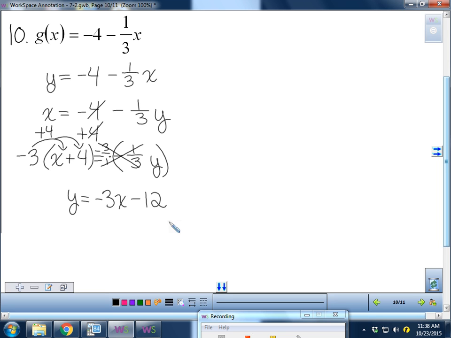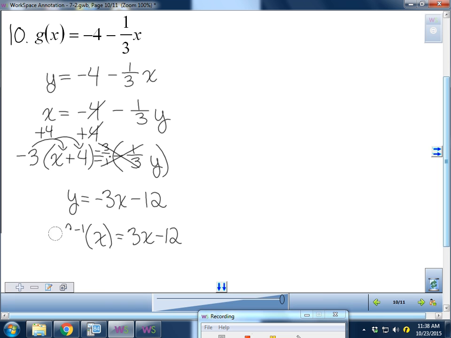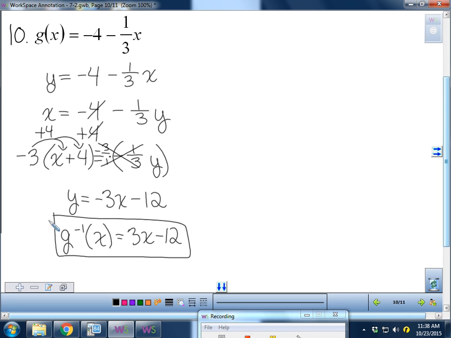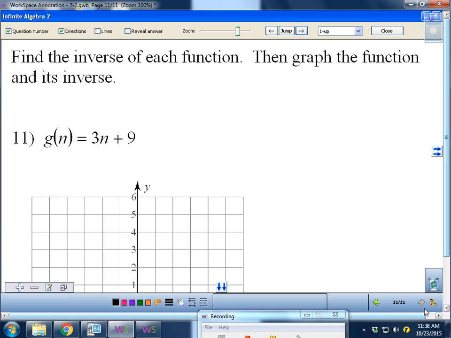Once y is isolated, we replace it with inverse function notation. And I did it again, didn't I? Alright. We started with a G, so we'll make it a G. And there's your answer. And I got one more for you.